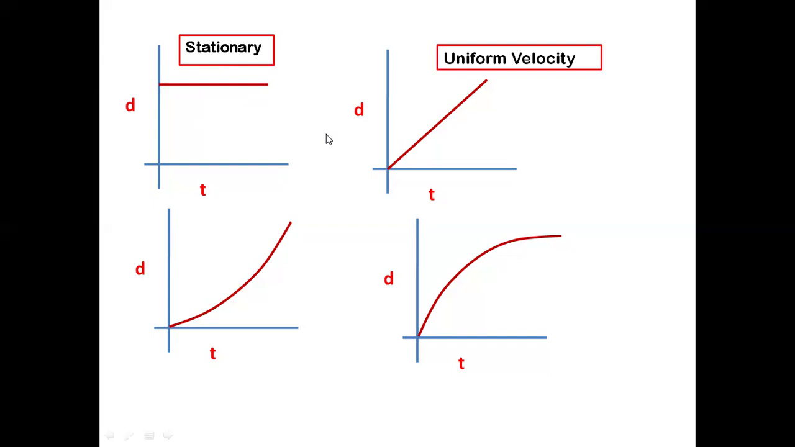And third one shows acceleration because the gradient in the beginning is smaller, the graph is less steep, and later on becomes steeper. Means the body is speeding up. So this is acceleration. And here the gradient is decreasing, means the body is decelerating.